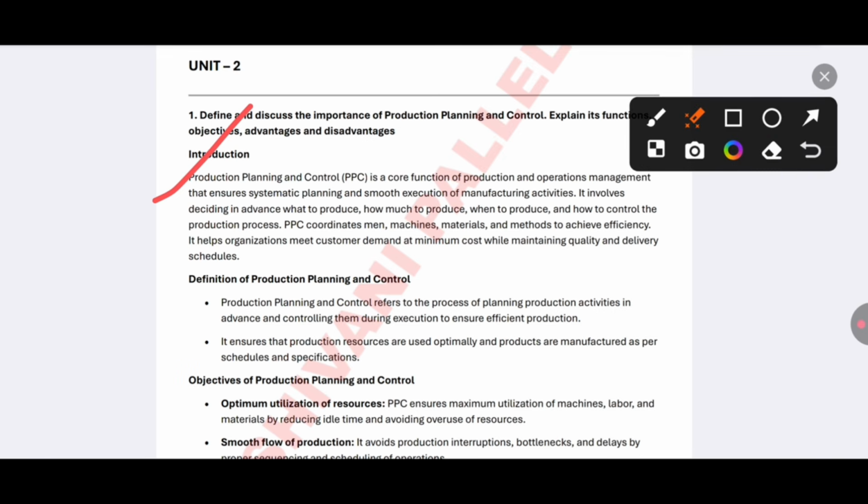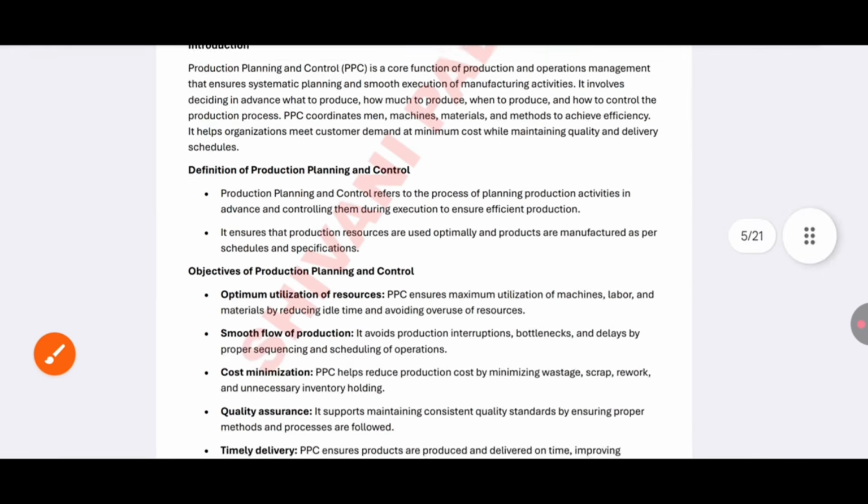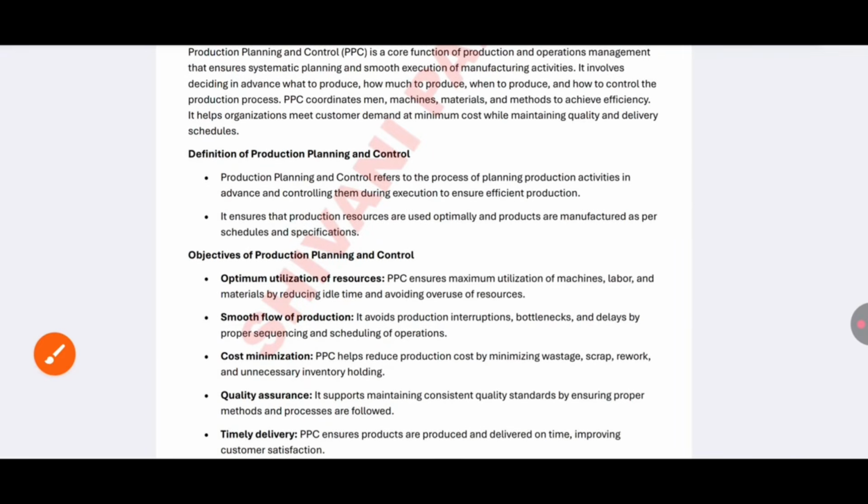Production planning and control refers to the process of planning production activities in advance and controlling them during execution to ensure effective production. Before producing something, proper planning is important. After achieving the proper planning, while executing the production, you need to control everything. That will be helpful for PPC. It ensures optimum utilization of the production resources.